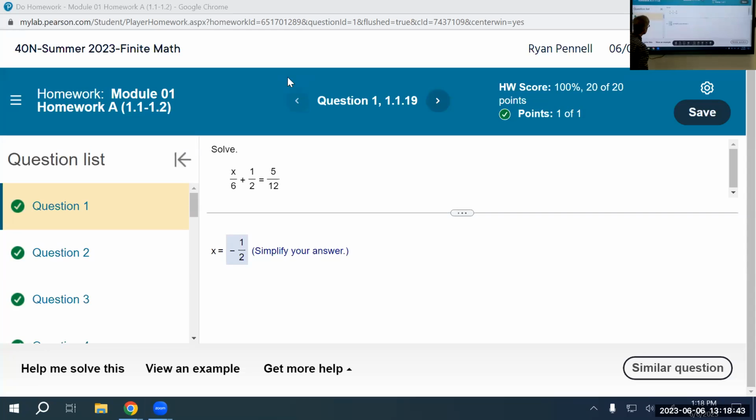We got x over 6 plus 1/2 equals 5 over 12. Well, believe it or not, this is a line. This really is just a line. What line is that? That's just y equals mx plus b. Okay, and everyone remembers y equals mx plus b from high school. But it doesn't look like that, right? There's no y, there's nothing like that. So that's kind of strange. But here we want to solve for x in this expression.